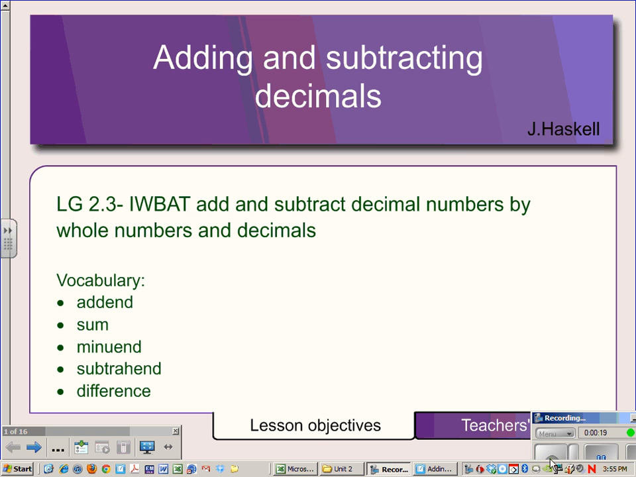Why don't you go ahead and pause the lesson right now, write down your learning goal, and write down the vocabulary.